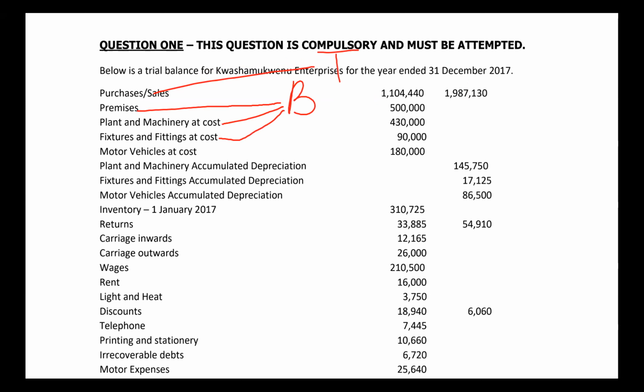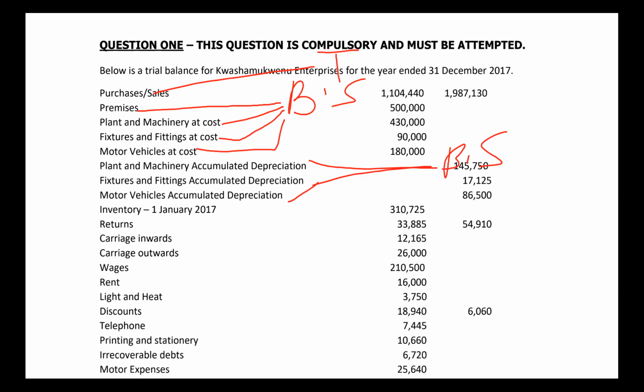Fixtures and fittings in the balance sheet. Motor vehicles in the balance sheet still, right? You're following? Then when you talk about plant and machinery accumulated depreciation, we use the depreciation. Fixtures and fittings are assets? Yes, they are fixed assets actually. Then plant and machinery depreciation. This accumulated depreciation, we'll consider it in the balance sheet. Well, I will show you how we consider it. Motor vehicles and all these.